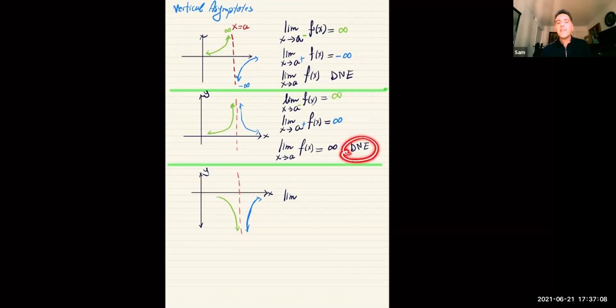So here we still say it doesn't exist. But this DNE is more specific. It's just infinity, DNE. You know what I mean? Here you could be more specific and say it's infinity. But infinity doesn't mean it exists. It's still a DNE. This is a specific DNE. It's an infinity DNE. Okay?